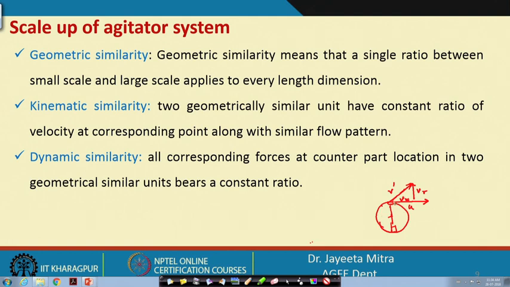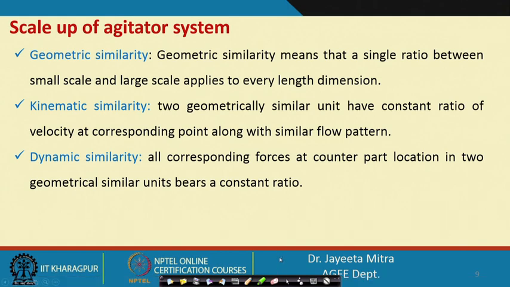At this point, if you want to analyze what will be the force, this will be the same for the upscale version, okay. Or, for example, at any place you consider, either the impeller tip or the draft tube section. So, all corresponding forces at counterpart locations in the two geometrically similar units bear the constant ratio. So, maintaining these cases we can upscale the systems.